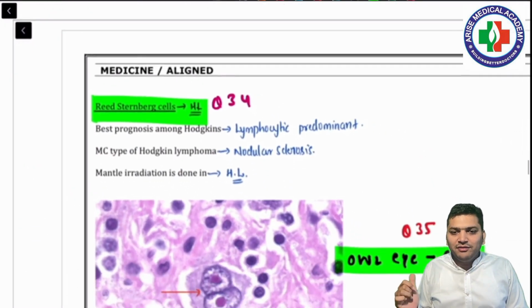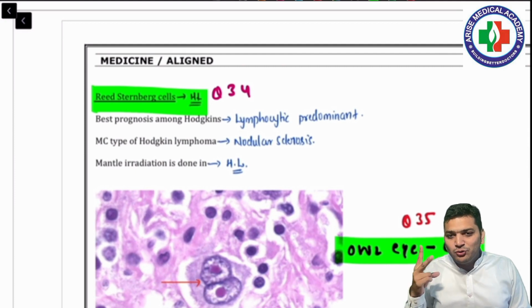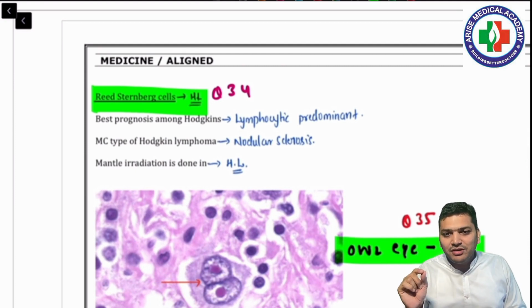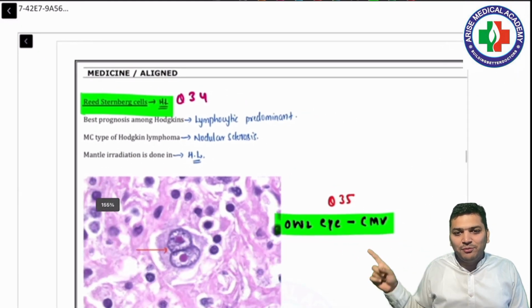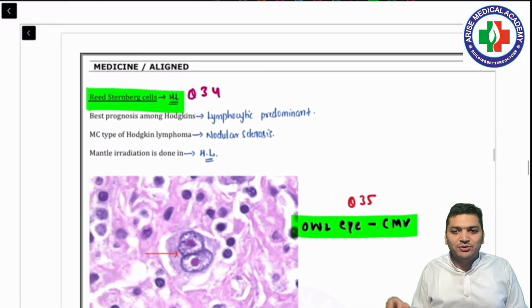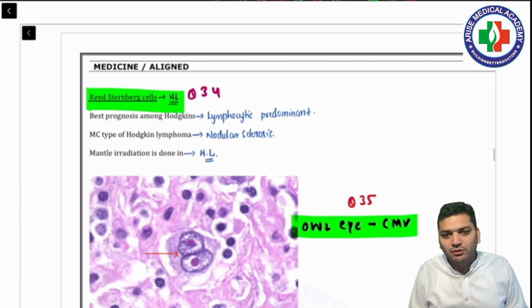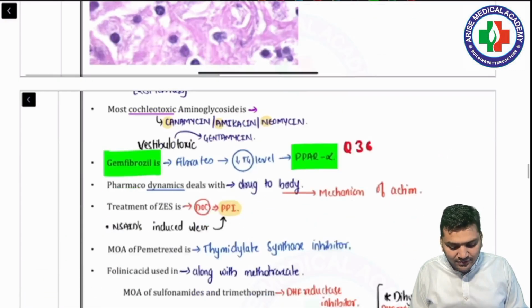Then from one single slide, again 2 questions. Reed-Sternberg cell, and seen in which condition? Reed-Sternberg is Hodgkin lymphoma, and the owl eye appearance, that is also cytomegalovirus, right? So the Reed-Sternberg cell is Hodgkin lymphoma, and the owl eye is cytomegalovirus.